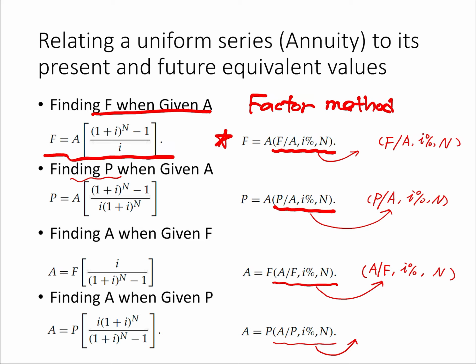Now let's try this. The case is you want to find A when given P. So A is the beginning letter, and next, given P and i% and N. Practice this. Pause on this slide and try to write down the factor on paper and compare if you got the same answer. That's very important.